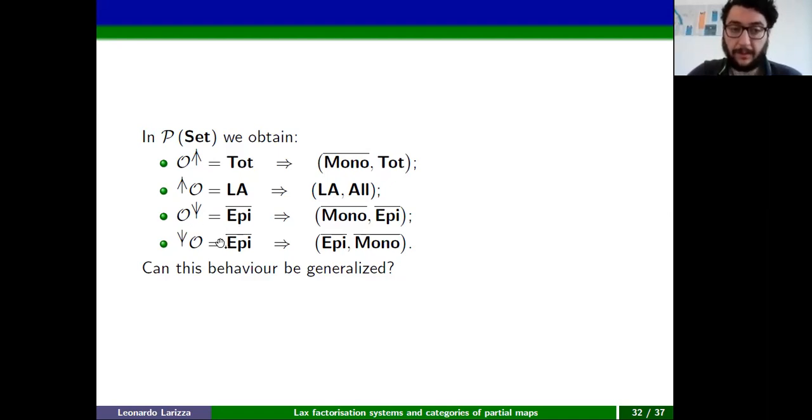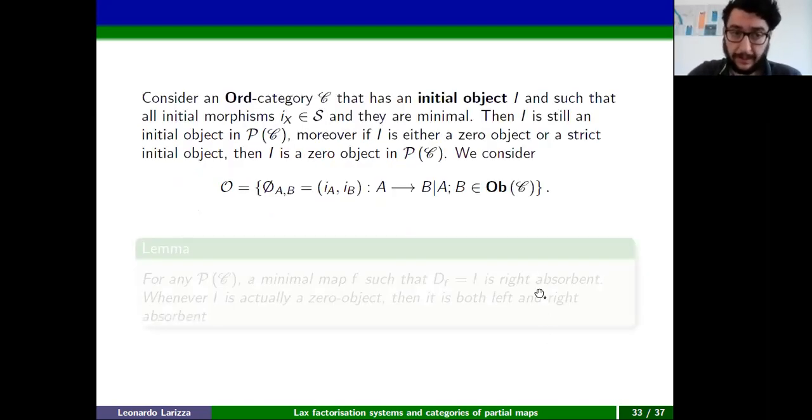If we complement with respect to the lax weak orthogonal property, we obtain on both sides of O epi bar, which in Set is part of the two lax weak factorization systems that we have described before. And the question is whether this behavior, which here is successful and three times out of four also non-trivial, can be generalized. So we consider an order-enriched category C that has an initial object I, and such that all initial morphisms are minimal with respect to the order enrichment of C.